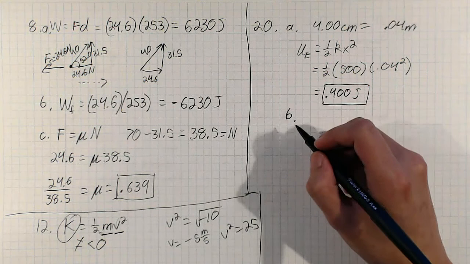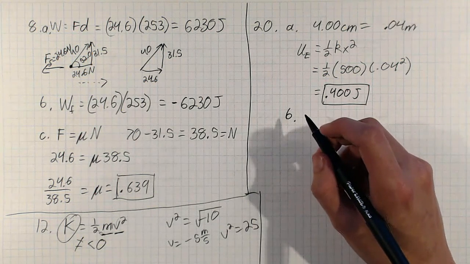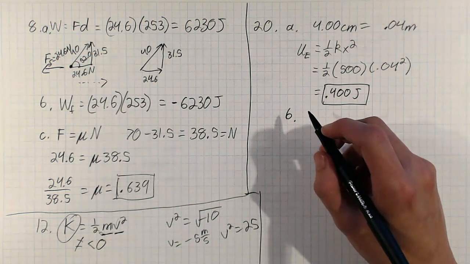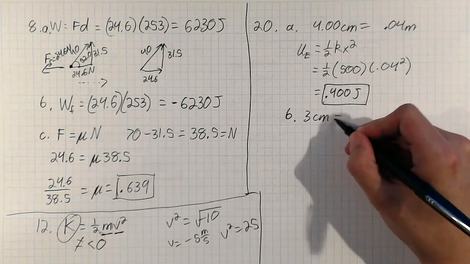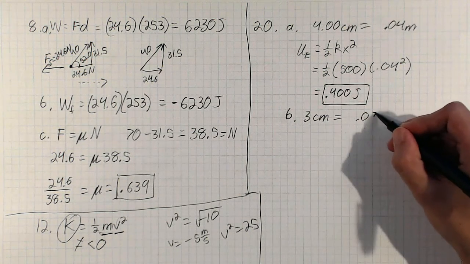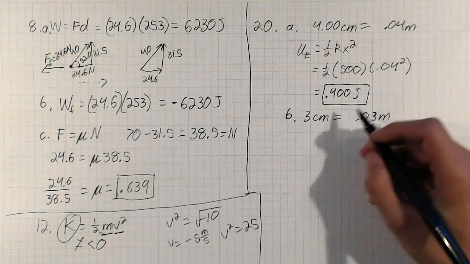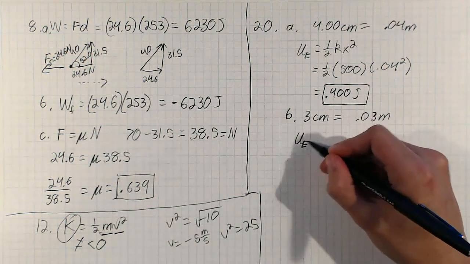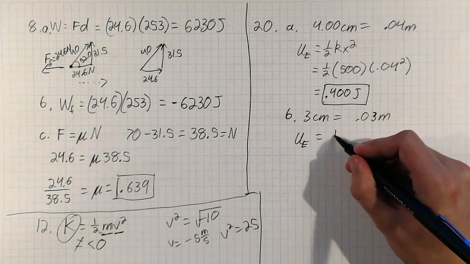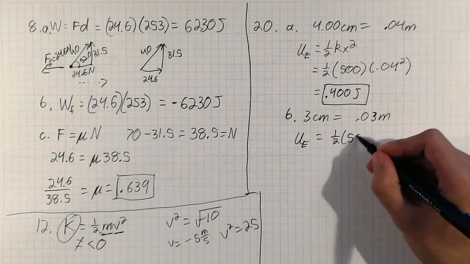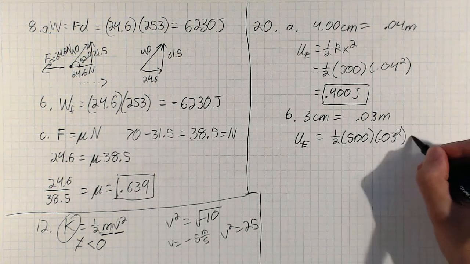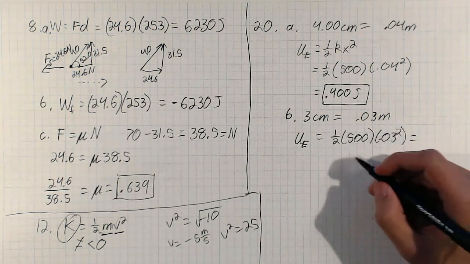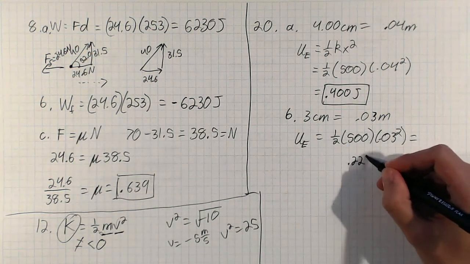Part B says 0.225 joules when the spring is compressed 3.0 centimeters from equilibrium. Again, 3 centimeters equals 0.03 meters. So your elastic potential energy at that distance is going to be 1/2 of 500 times 0.03 squared, which if you plug that in, gives you exactly 0.225 joules.